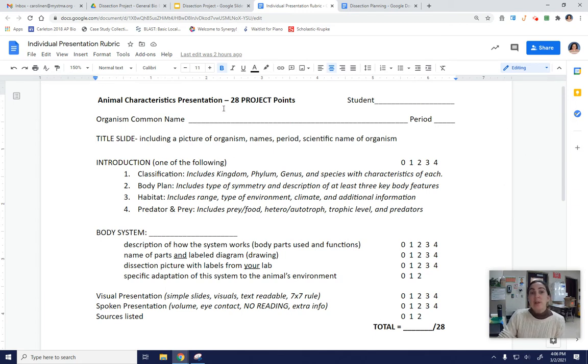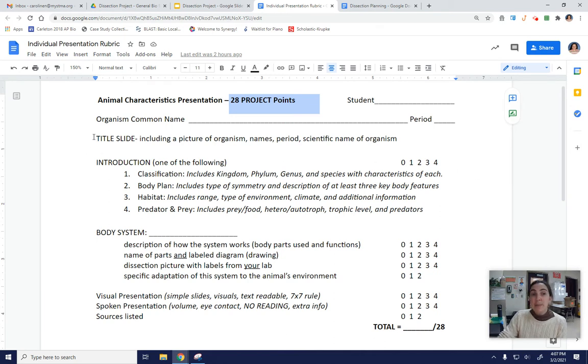So on this rubric, you can see, first of all, this is worth 28 project points. So that's at least twice as big as the other projects that we've had throughout this trimester. So this is an important piece in your grade. Make sure that you're doing some really good work to prepare. Make sure you understand the research that you're doing so that you really are the expert on your animal when you stand up to present and share what you learned with the class next week.